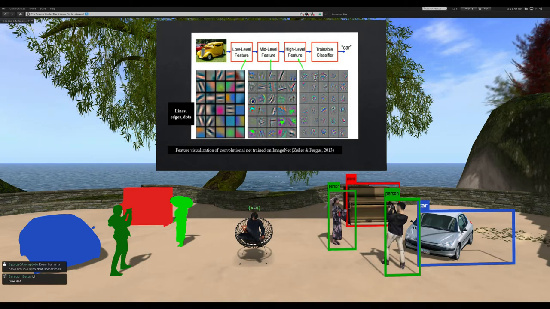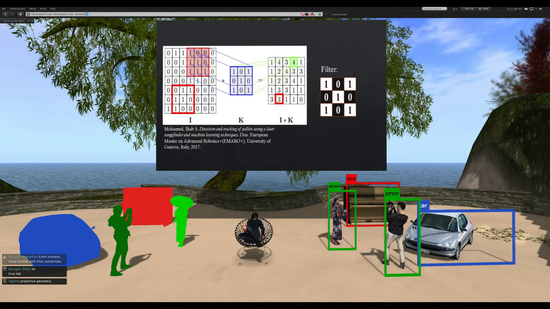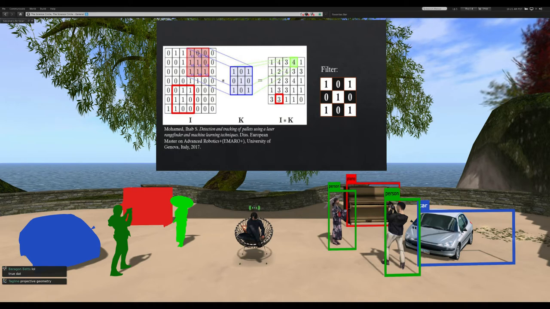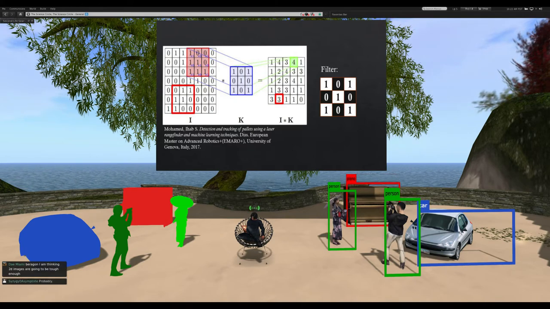But let's talk about the low-level features. How do we extract those first? The way we do that is we apply something called a filter to the image. A filter is just another array, a smaller one. It could be a 3x3 array like this. And what we do is we move that filter along the image. There might be different step sizes involved, but essentially we do an element-wise multiplication here.